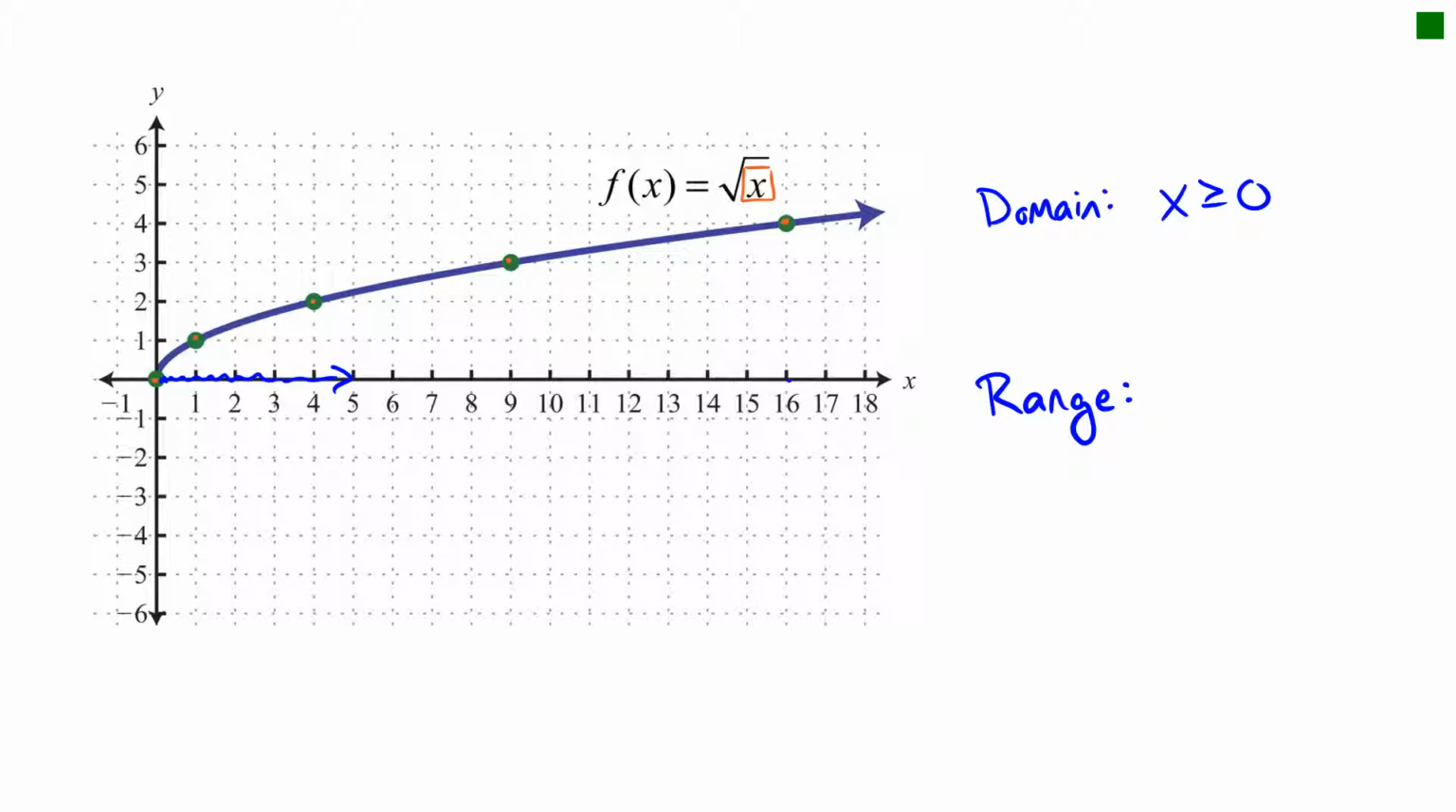In the range, we can also see what are the possible y values that this function can take. And we can see that it starts climbing. Its first y value is 0, and it has all the y values above that. And it keeps continuing upwards and upwards. So again, as long as x gets big enough, the square root of that will be some positive value. So the range is y is also greater than or equal to 0.